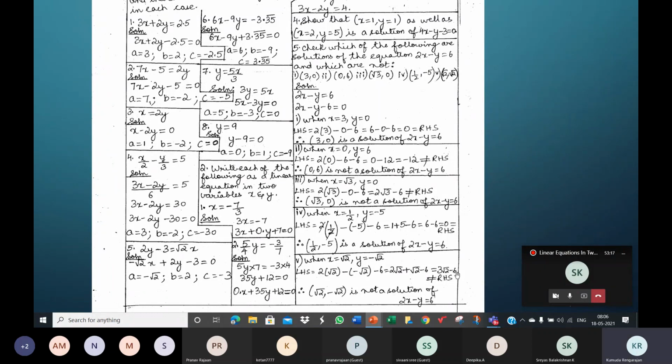But the value of the RHS is 0 because it's 2x minus y minus 6 is equal to 0. But LHS is 3 root 2 minus 6. So LHS is not equal to the RHS. Hence, this point is not a solution of this equation. That means this point does not lie on the graph of this straight line.